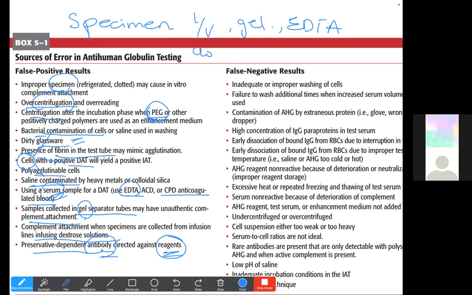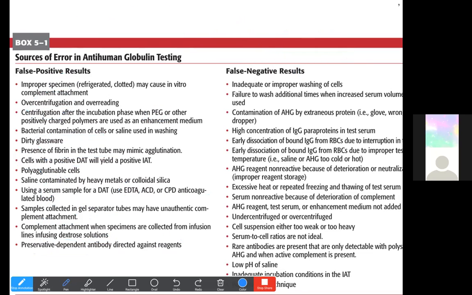So even if the sample is clotted, or a refrigerated sample, or it is stored for too long, even that may lead to false positive results. So there are problems with the specimen. These are the 4 problems that we have regarding the specimen of the patient, which is basically the serum of this patient.